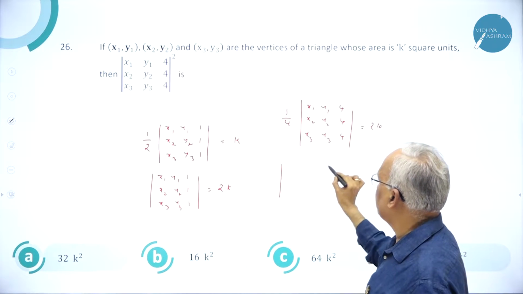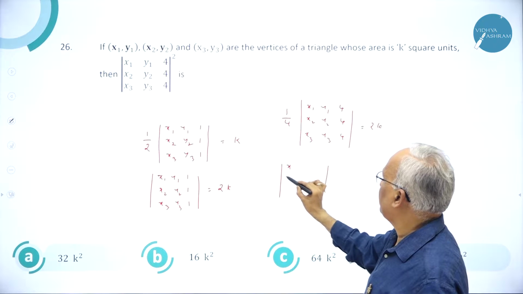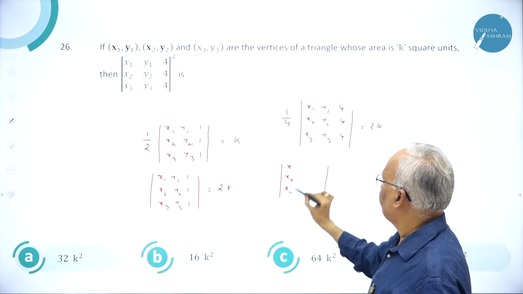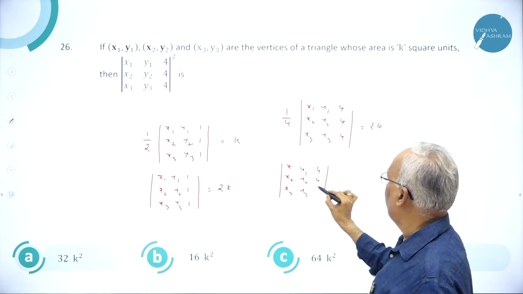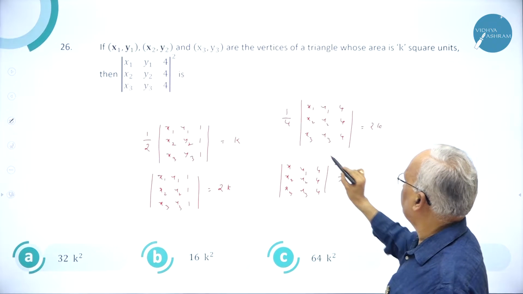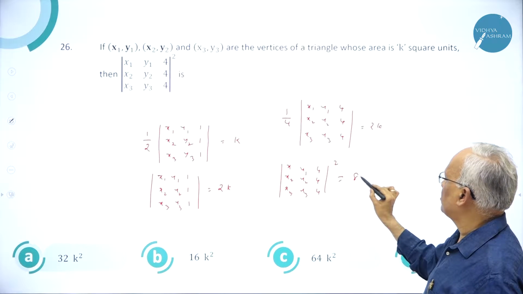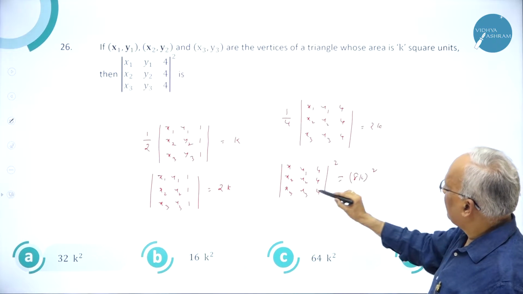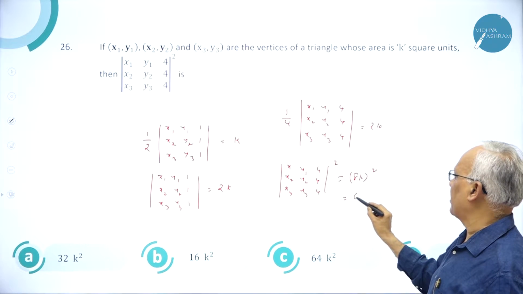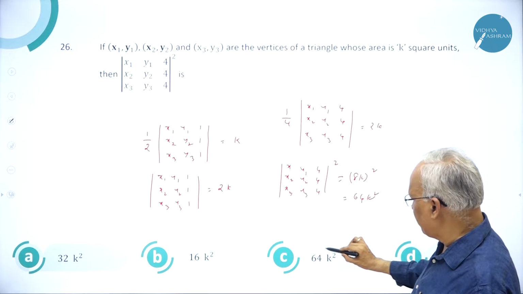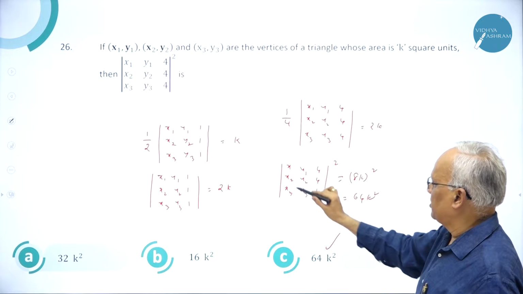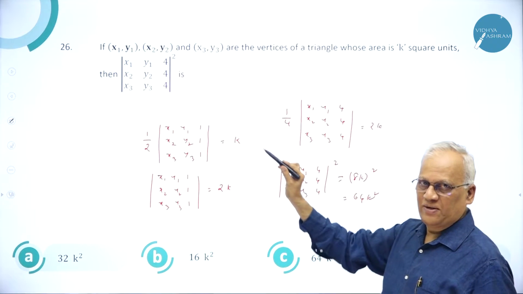So that expression (x1, x2, x3, y1, y2, y3, 4, 4, 4) squared is equal to (8k) whole squared. First you cross multiply and then square it. You get 64k squared. The answer is 64k squared. You have to be careful to introduce that expression and then get it.